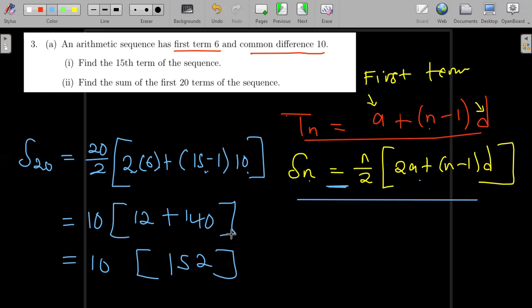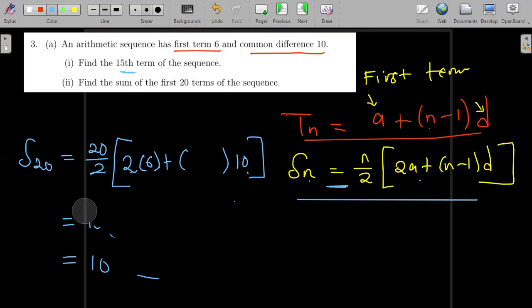Here I think I made a mistake. I used the n for the previous question. I was supposed to use 20 there, so this one is not correct. Let me erase everything.